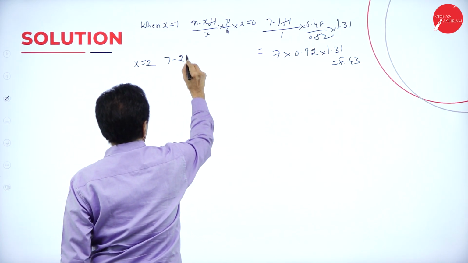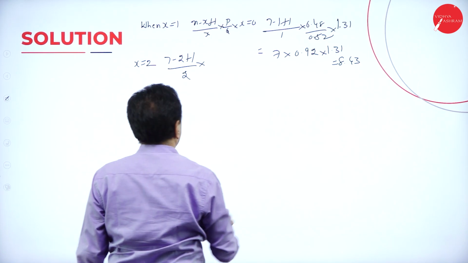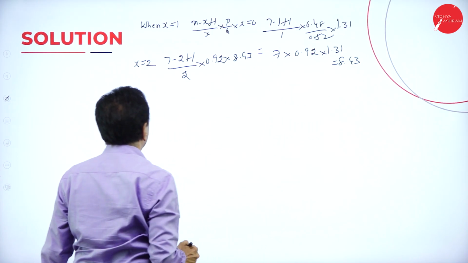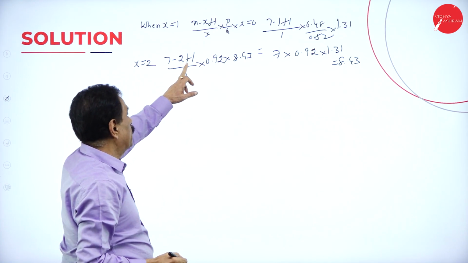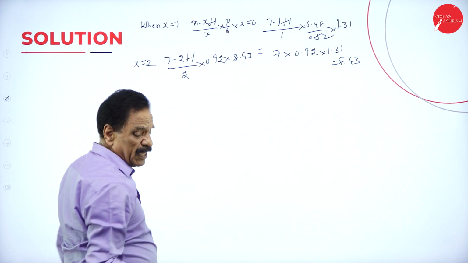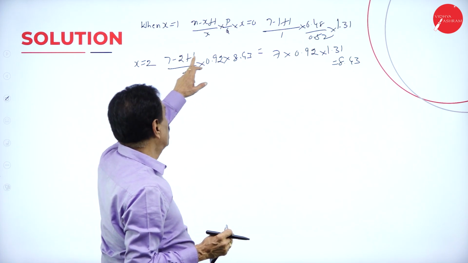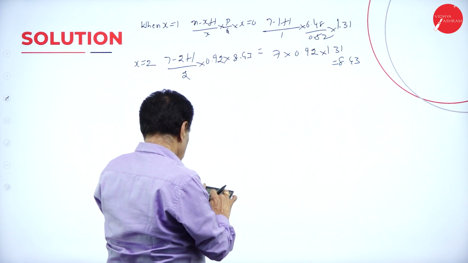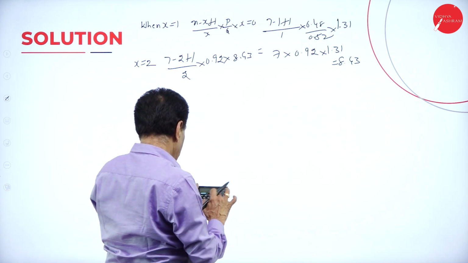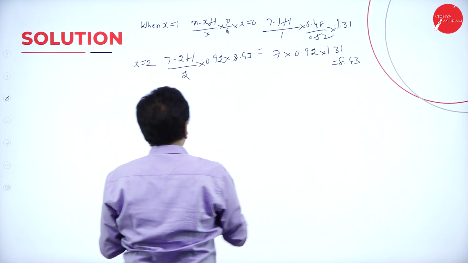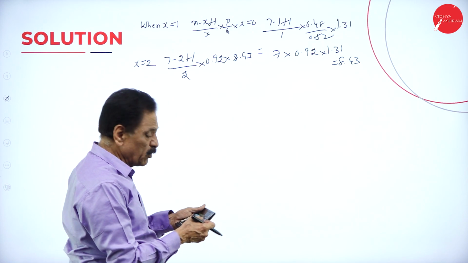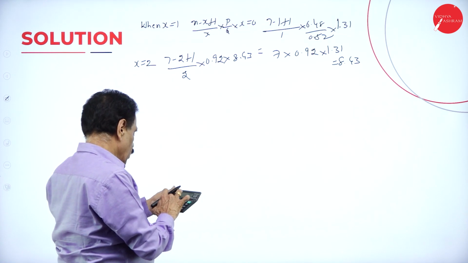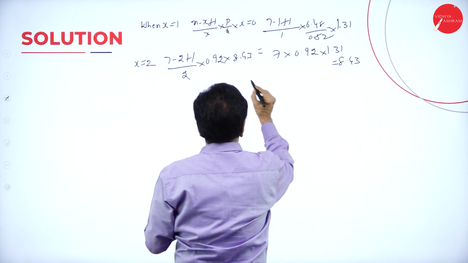When x is equal to 2, directly apply: 7 minus 2 plus 1, divided by 2, into 0.92 into the recurrence value 8.43. 7 minus 2 is 5, plus 1 is 6, divided by 2 is 3. So 3 into 0.92 into 8.43 is 23.26.